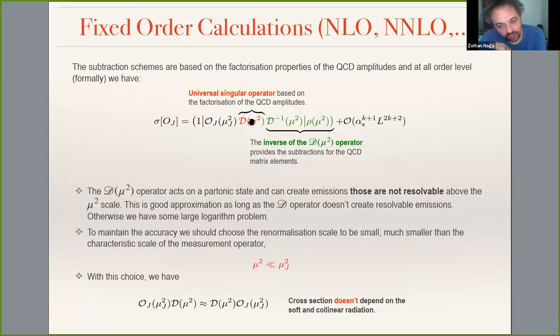So you cannot do it at all order level. When you truncate, you want to maintain the accuracy of the calculation. And if we are concerned here, so what happens here?